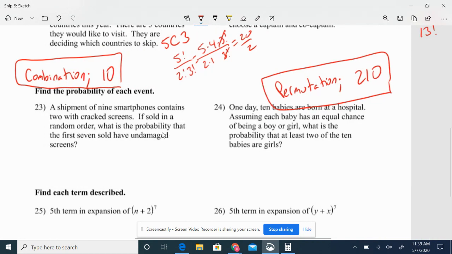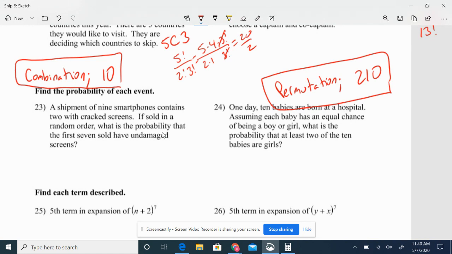Now looking at question number 23. Find the probability of each. So a shipment of 9 smartphones contains 2 with cracked screens. So there's 9 phones, 2 of them are cracked, and obviously 7 are not. If sold in a random order, what is the probability that the first 7 sold have undamaged screens? So it does matter, right? There's an order that matters. There's 9 phones, and I want the first 7 sold to be the ones that are not cracked.